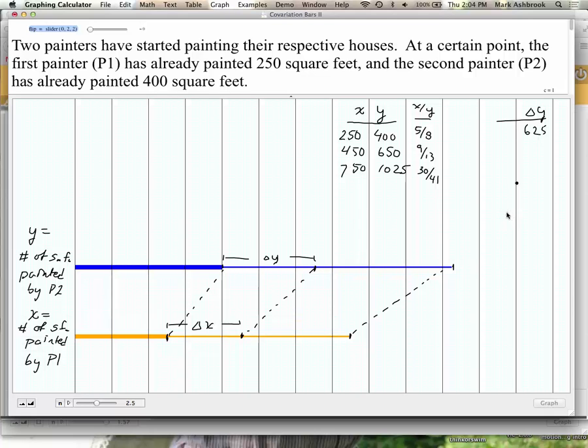the X, which is Painter 1. Oh, sorry, I'm backwards. Painter 2 is 500, the change in Y. I thought you were starting from here all the way to here. No, okay, I'm right. Sorry. 625. Yeah, it's been a lot of days. Okay. And then for Painter 1, the change in X is 500. And that ratio, the change in Y compared to the change in X, is 5/4.